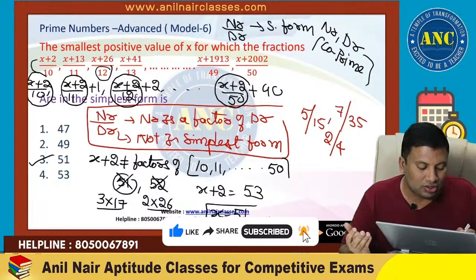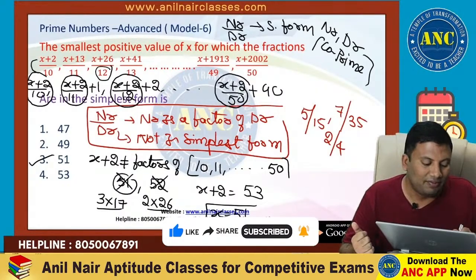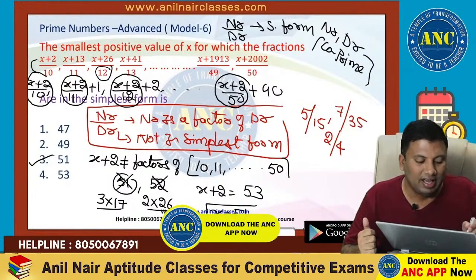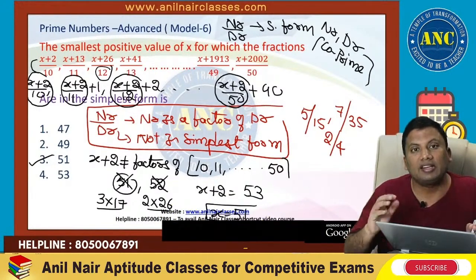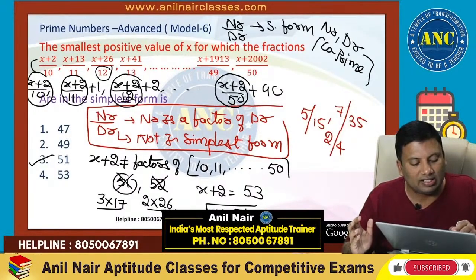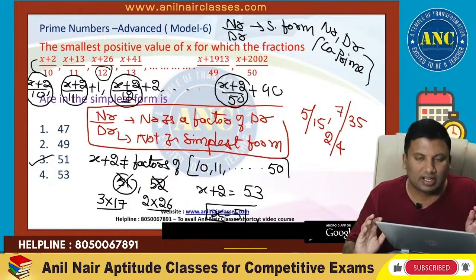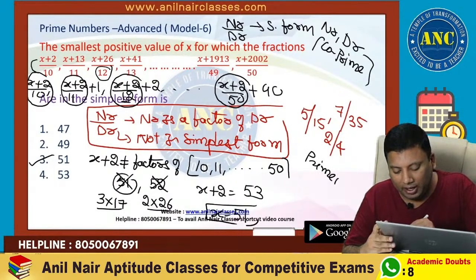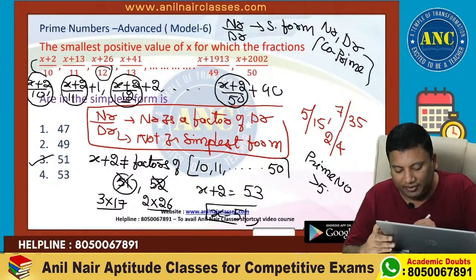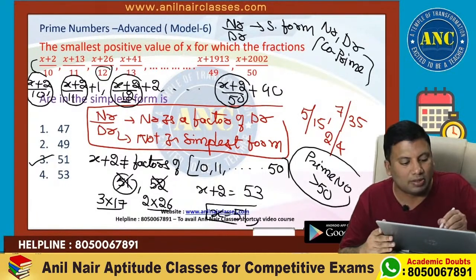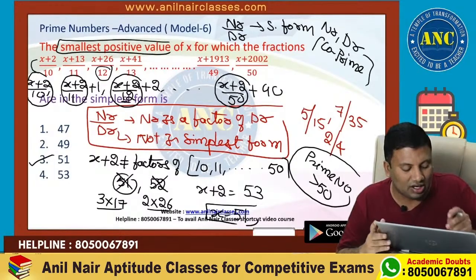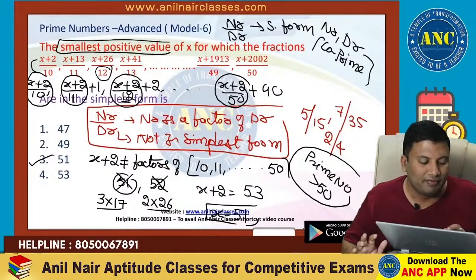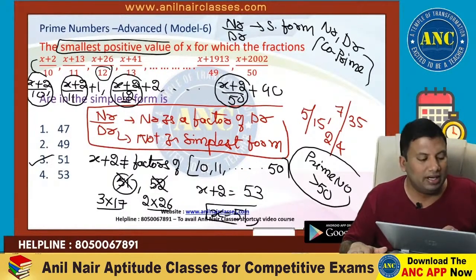So if x plus 2 takes 51, the factors of 51 are 3 and 17. 3 and 17 will come as factors of the denominators. 3 is a factor of 12, and 17 also will come. 52 as well. Basically, take a prime number just greater than 50, because it is the smallest positive value. Anyway, it is not taking 10 to 50. Take a prime number just greater than 50, then the equation will be in its simplest form.